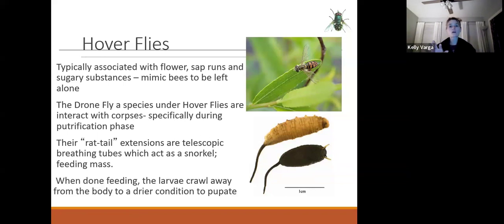And then what we see is that when the drone fly is done, when these hoverflies are done, they will crawl away, very similar to what we see with the blowflies, and they will go to a drier condition to finish pupation and go through metamorphosis.